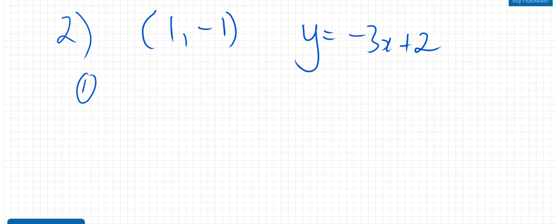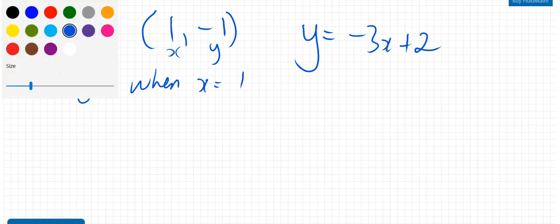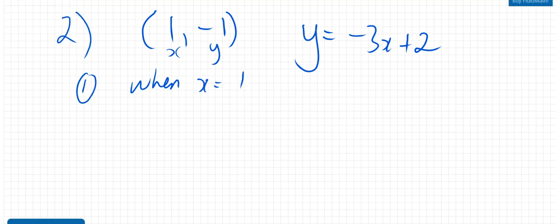the first method I'm going to try is just substituting my values. So if this is x and this is y, if I sub one of them in, they will have to equal the other. So what I mean is, let's just always sub in when x is equal to 1. It's best to sub in x because y is already on this side here. So when x is 1, I'll do this.